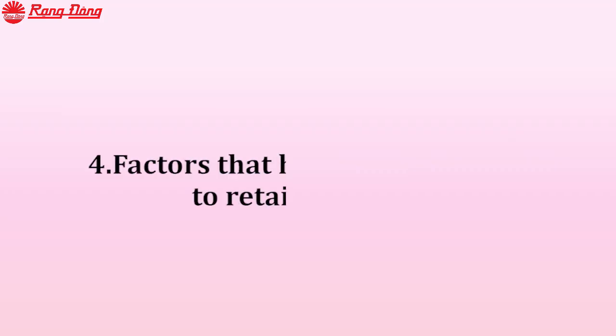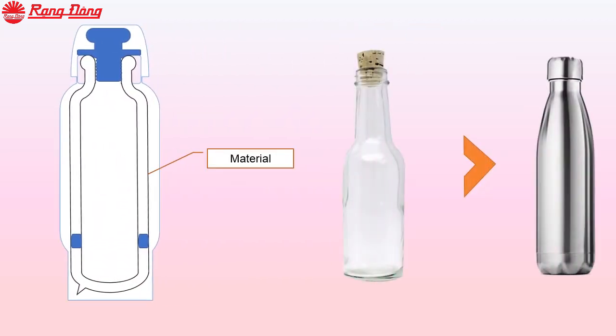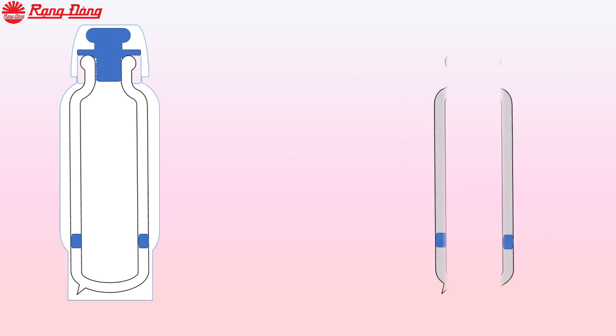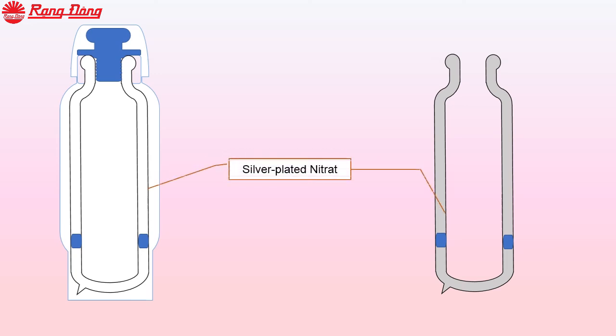4. Factors that help the glass refill to retain heat well. The structure of the glass refill helps to conduct heat less than other materials such as iron or stainless steel. The vacuum between the two walls prevents the movement of heat through convection, and the thinness of the glass refill prevents heat from transferring from inside to outside. The silver-plated nitrate between two jars restrains the heat radiation.